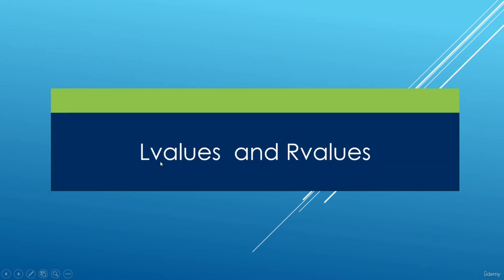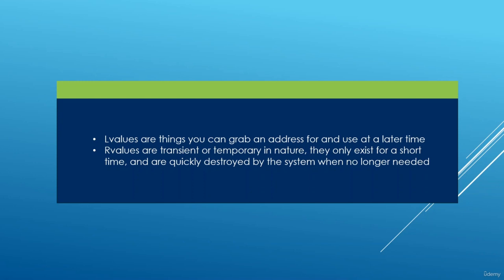In this lecture, we're going to learn about Lvalues and Rvalues. Lvalues are things you can store in memory on a long-term basis, and you can grab their addresses and use them. I know this may be confusing to some of you, but bear with me. I am going to try and make this super clear by the end of the lecture with the help of a few examples. Now, besides Lvalues, we also have Rvalues in C++.